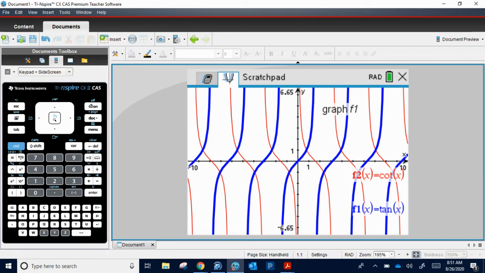It's repeating quite frequently. We discussed before that tangents repeat every pi, not every 2 pi, so it actually repeats twice as often.